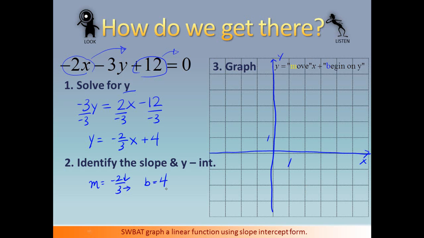You begin with the y-intercept: 2, 3, 4. Place a point. And now we move. We use the move number, the m number. Down 2 over 3: 1, 2, 1, 2, 3. And then you're going to connect the dots with a straight line, of course. And there's your line.